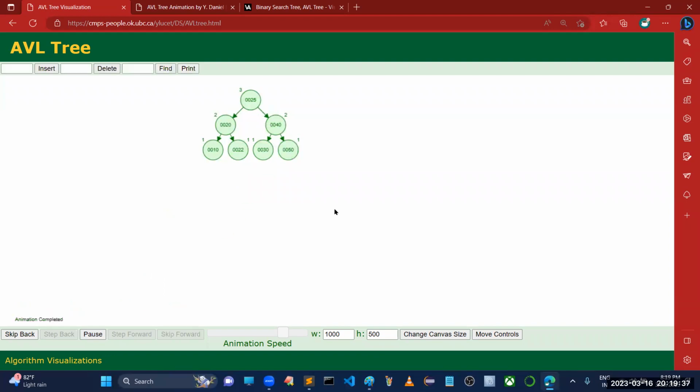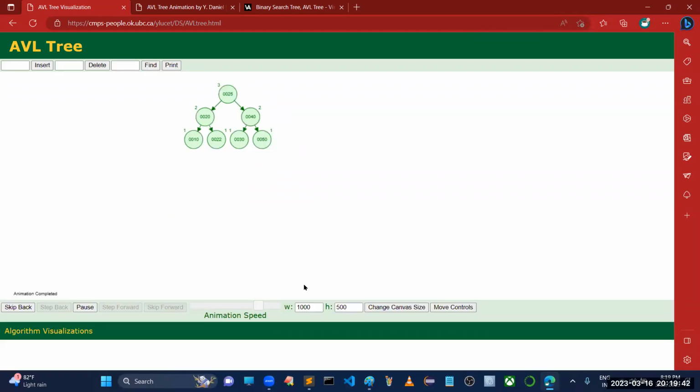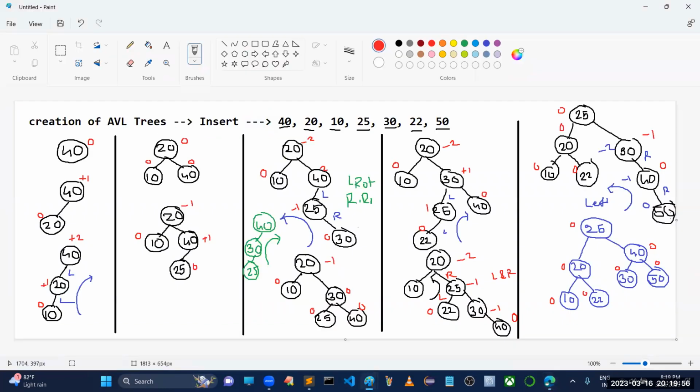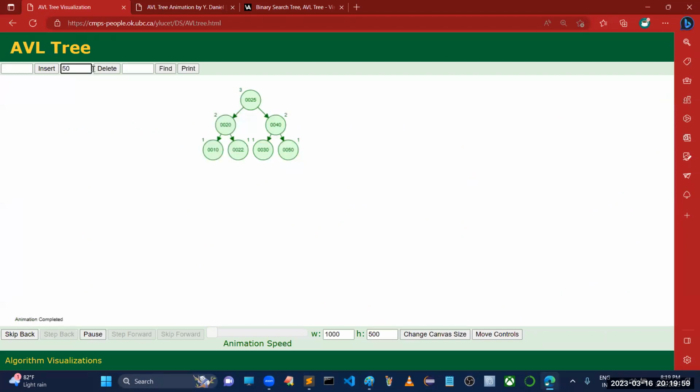I think you people got clear clarity about this. If you want it in detail, just try to remove all these things and check how it is going to work. The last inserted node is 50, right? I reduced the animation speed, so you can see how it is going to be deleted. Once it is deleted there is unbalance, and you can see how it is going to be balanced.